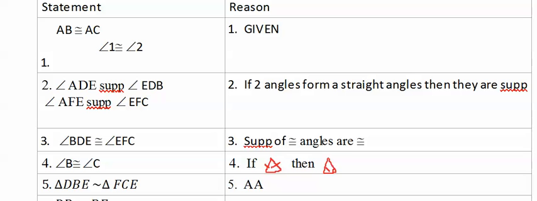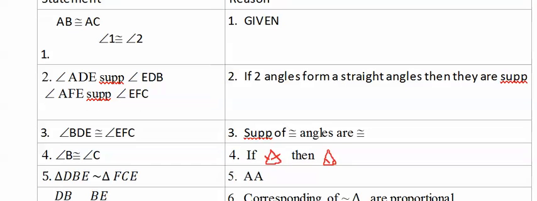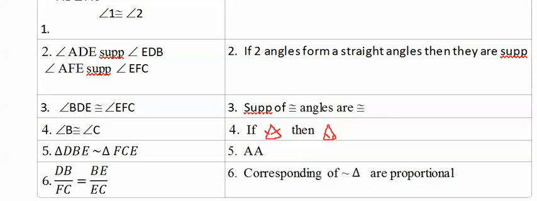Now based on that, that helps us to establish that DB over FC is equal to BE over EC, based on the corresponding sides of similar triangles being proportional.